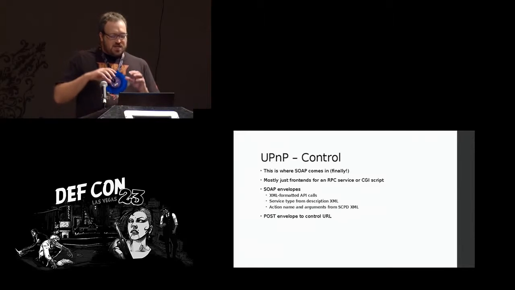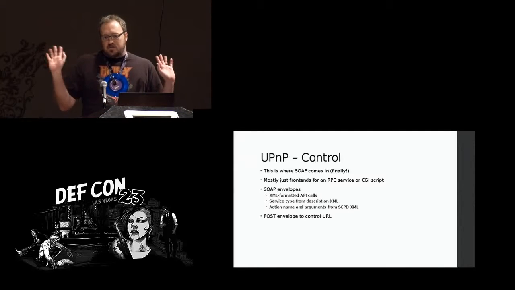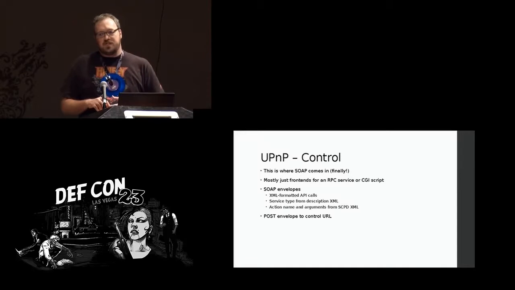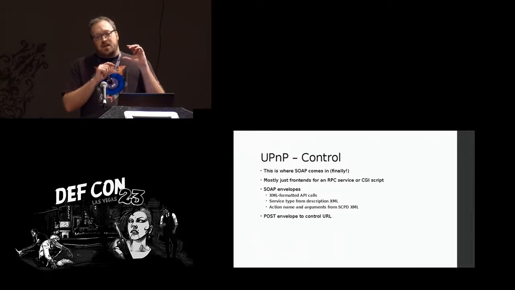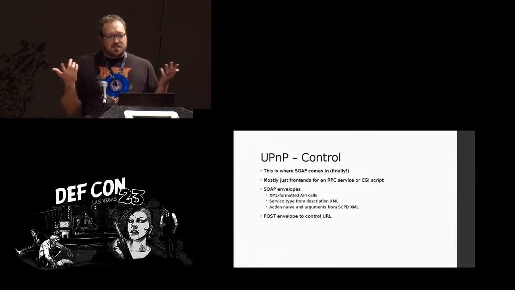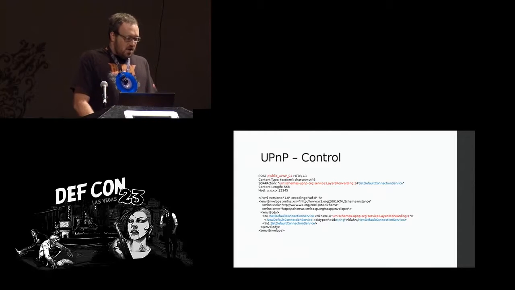The way SOAP works is, again, XML. Sound familiar? You form a post request that you send to the control URL that we got in one of the previous steps. And the body of the post request is going to be what's called a SOAP envelope, which is basically just an XML formatted API call that's going to have the action, the argument, and the type, and all that. Easy peasy. All right, what about this one?